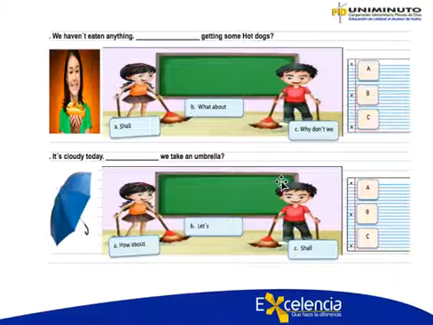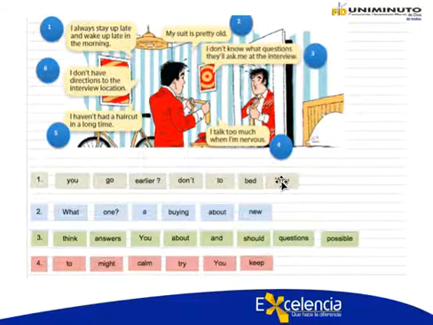So, what could be the best answer? What about we take an umbrella? Let's we take an umbrella? Or shall we take an umbrella? Shall we take an umbrella? Yes, that's correct. Shall we? Como les dije anterior, shall we se utiliza con we, shall we. Okay. Esta parte era para introducir los modal verbs. To introduce the modal verbs.